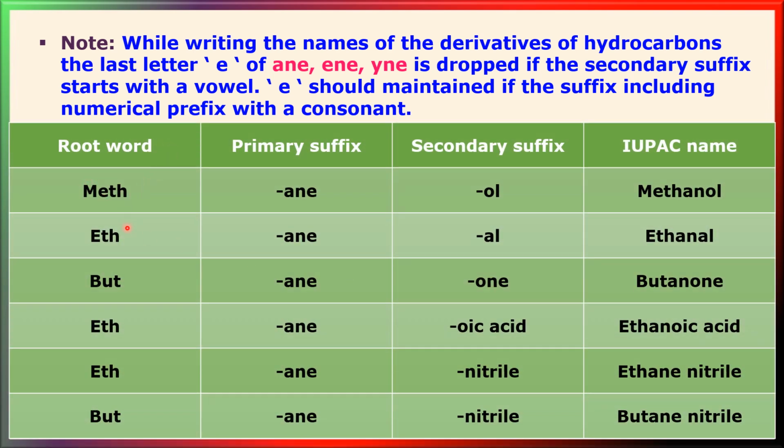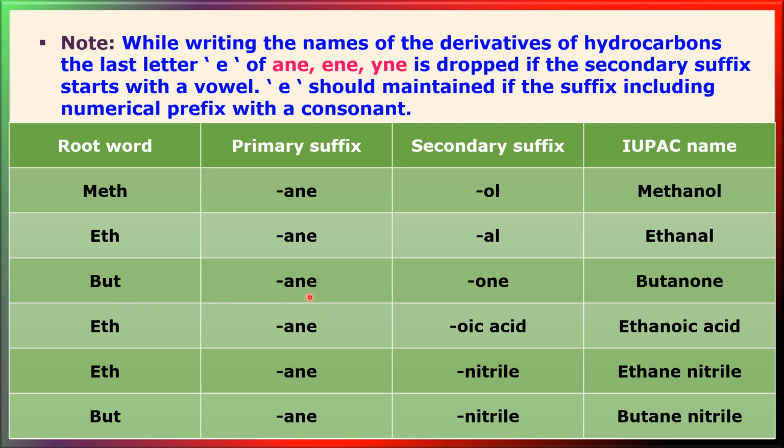here is the root word: meth, eth, but. The primary suffix is ane, the secondary suffix is ol. Here we have to drop e because the secondary suffix begins with a vowel, o. So while writing the name, the IUPAC name is methanol: meth plus an, removing e, and ol, methanol. Next, eth plus ane. Here the secondary suffix starts with a vowel, so remove e from the primary suffix. Then ethanol.